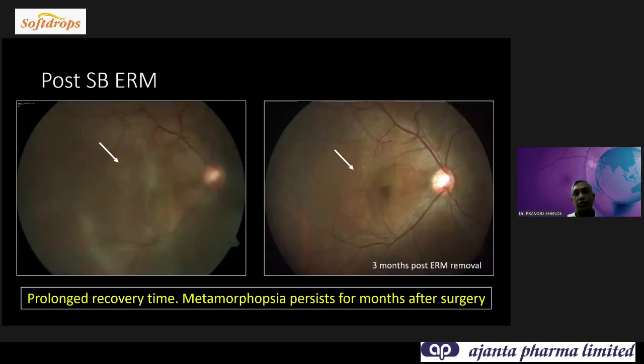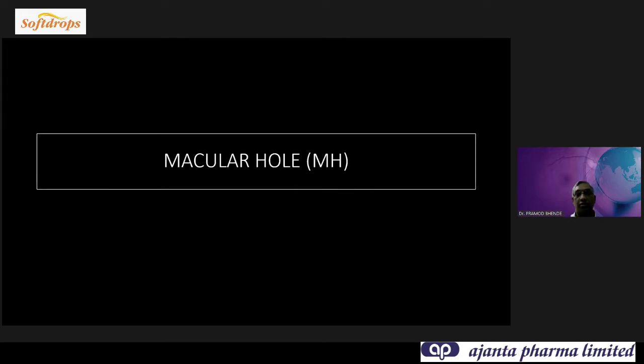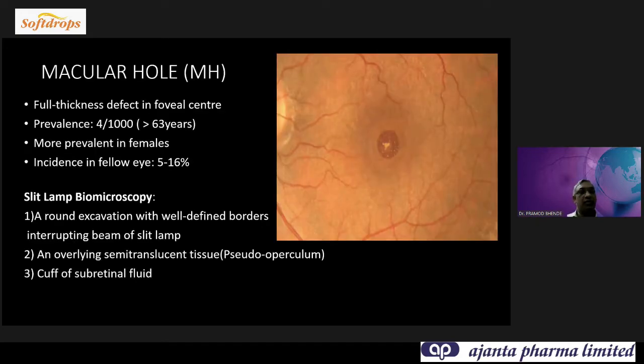This is just to show the fundus picture, post-scleral buckling ERM. This is another indication, and the post-ERM removal fundus picture. So coming to the last entity, I'm just closing after this, the macular hole. It is a full thickness defect in the central fovea.